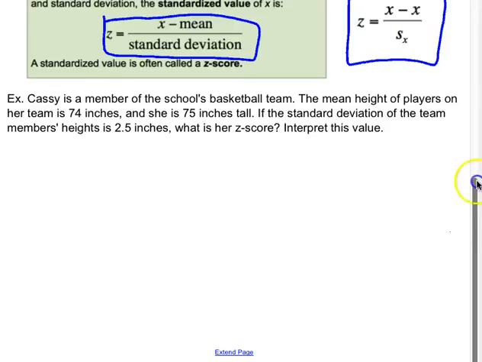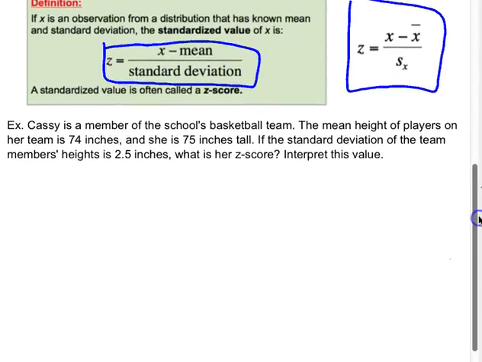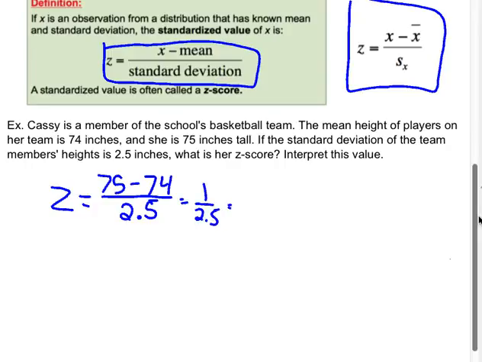All right, so let's take a look at this. Following this formula, her z-score is her observation. So she is 75 inches tall minus the mean, which is 74, divided by the standard deviation, which is 2.5. So 1 divided by 2.5, I'm going to use a calculator to do that because I don't know it off the top of my head, is 0.4.